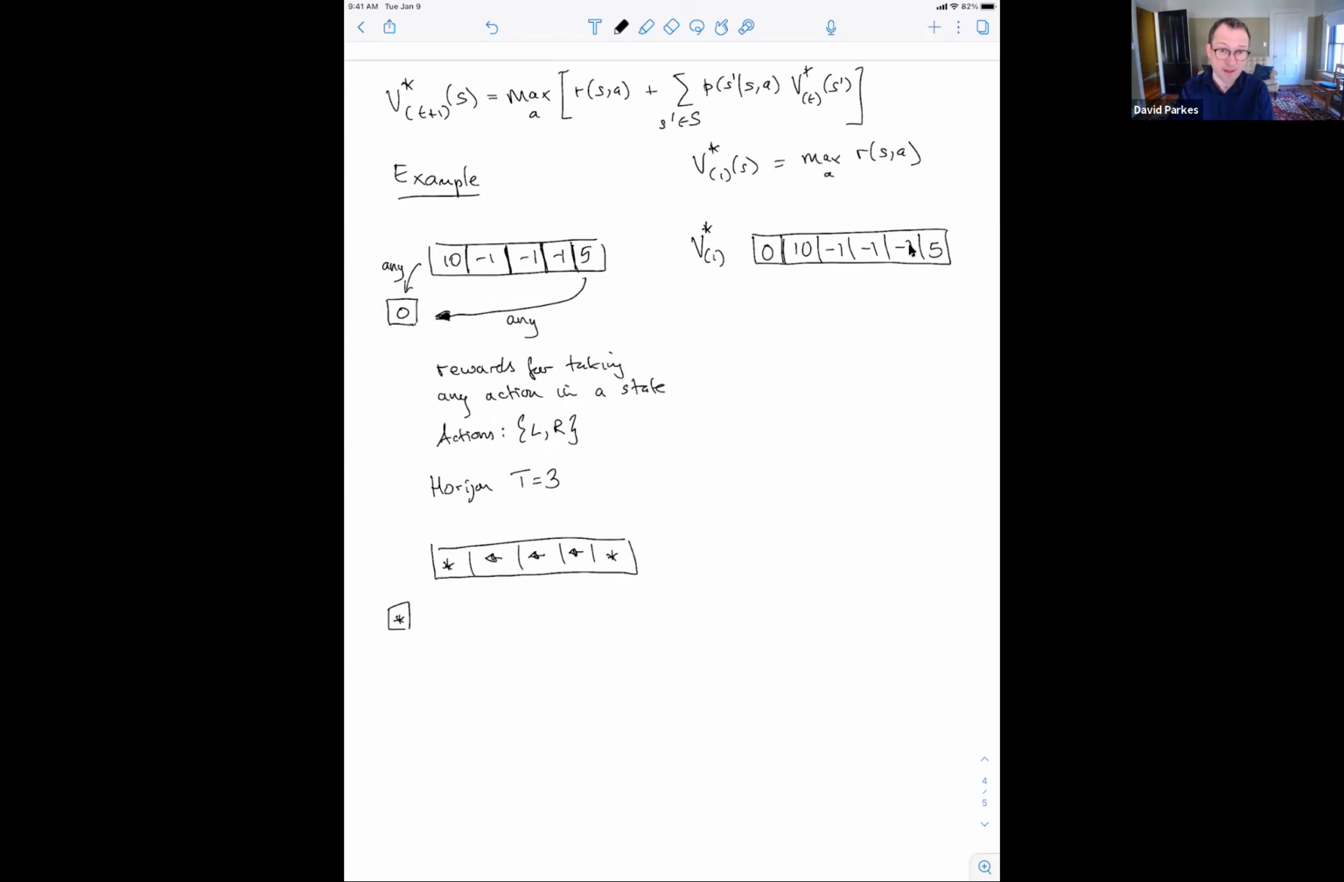So it's like you're in this state. It's the last step you can ever take in the world. Doesn't matter. Left or right, reward will be -1. So that's the number that we write there.